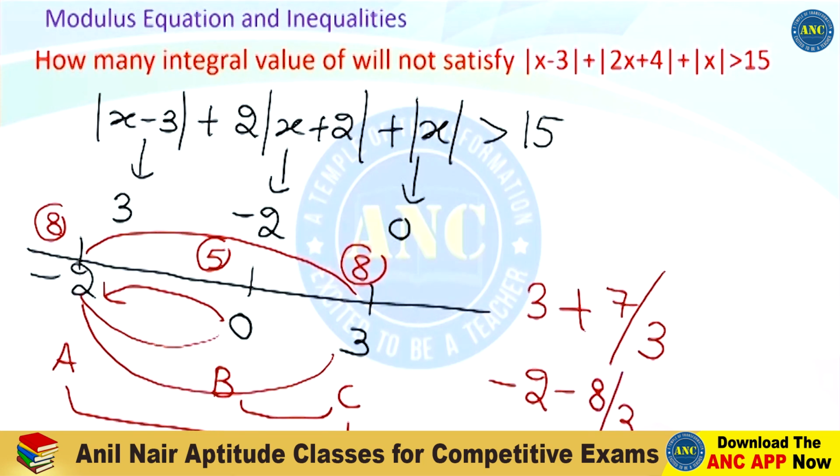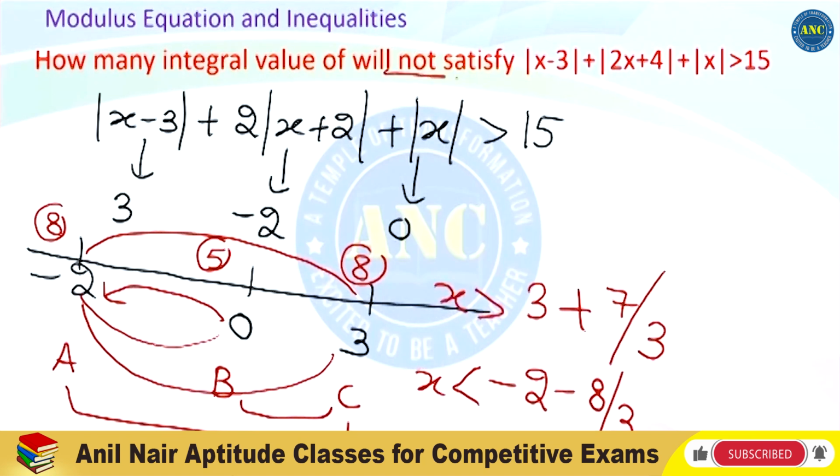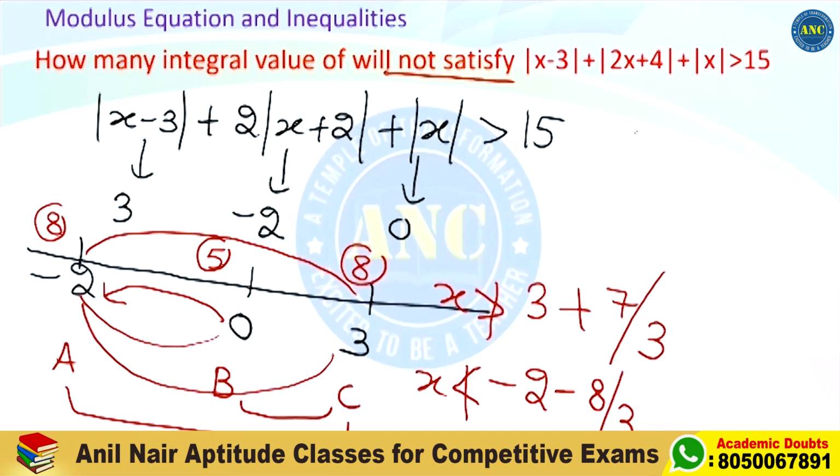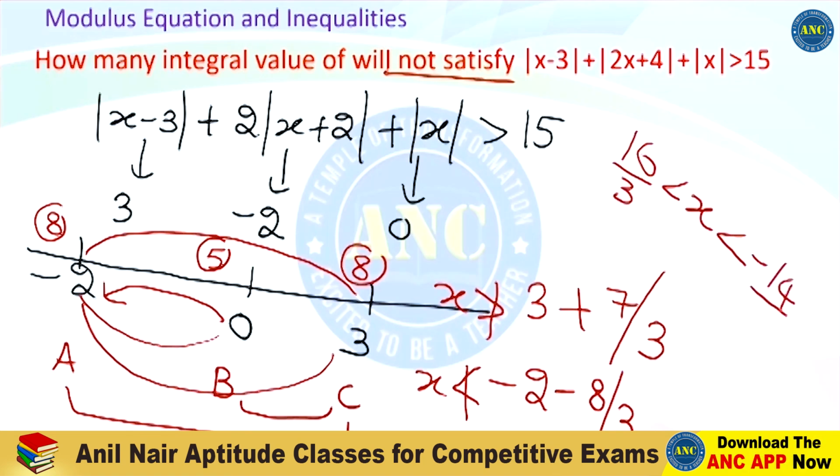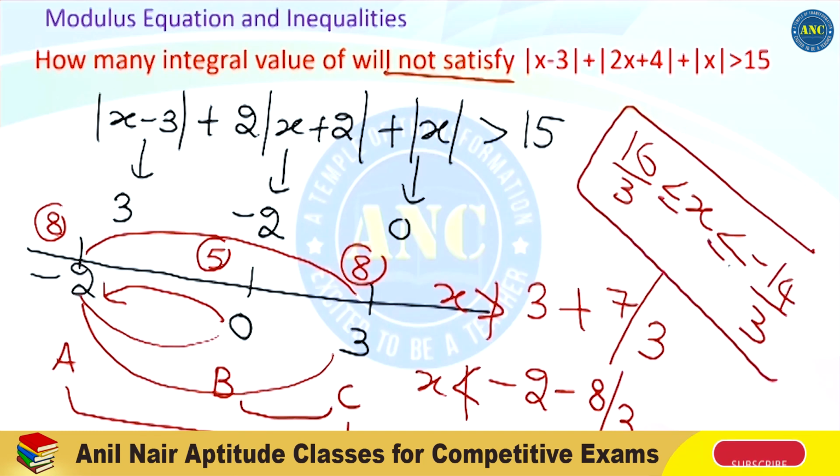Greater than means x is less than this value and x is greater than this value, but the question is will not satisfy. So this is 9 plus 7, 16 by 3, less than x less than minus 6 minus 14 by 3. Whatever integral points will satisfy for greater than means less than or equivalent to. Question is will not satisfy.